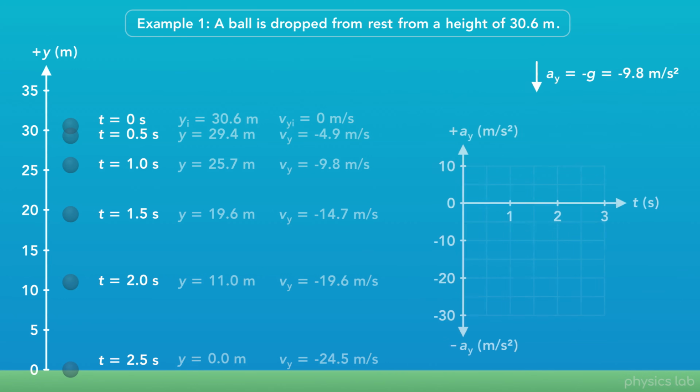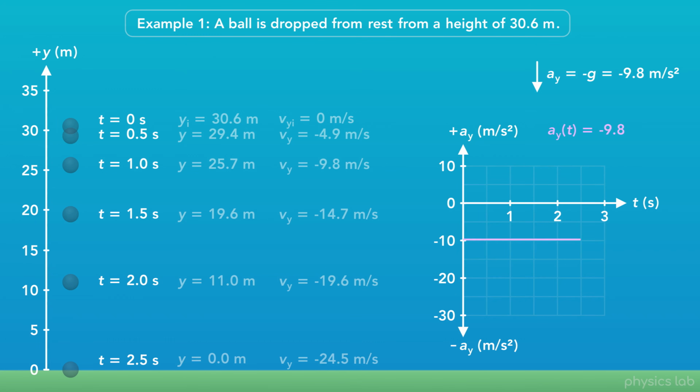Finally, what would the acceleration graph look like? The horizontal axis is time, and the vertical axis is acceleration in meters per second squared. In this course, we're only going to deal with motion where the acceleration is constant. In projectile motion, the acceleration versus time graph looks like this. It's a constant negative 9.8 meters per second squared the entire time. It's negative because we chose up to be positive.